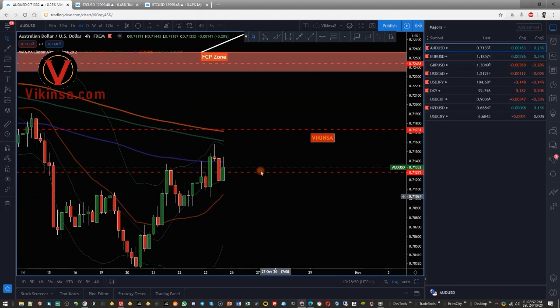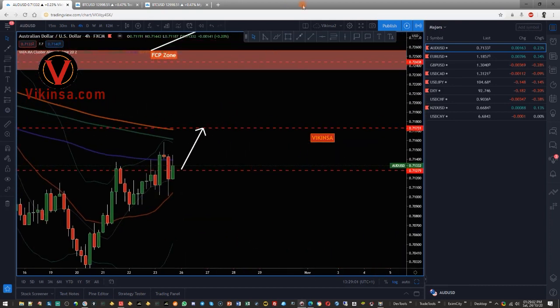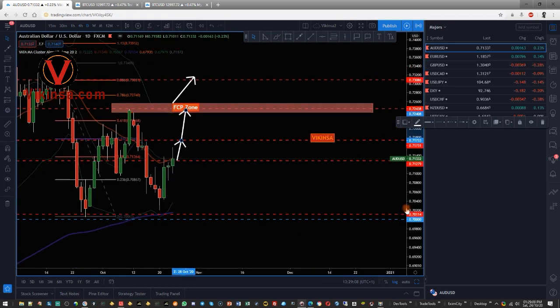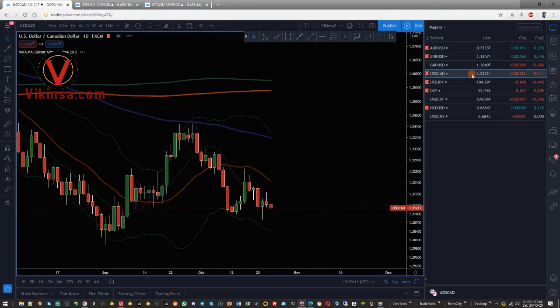Yep, on the 4 hour we have 200 moving average right there, so market could be moving upwards. If it starts to go upwards, then this is the level we are looking for. Okay, right, so just follow the arrows and follow the levels. That's all we have, and all the levels are still looking pretty good actually. Okay, let's move on to USDCAD.